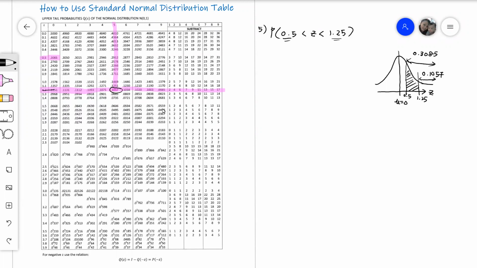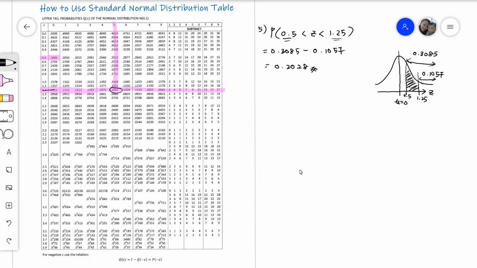Therefore, to find the area of the shaded part, we just need to take 0.3085, the bigger upper tail area, minus the smaller upper tail area, which is 0.1057. You can use the calculator and you got 0.2028. As long as it is smaller than 0.5, it makes sense, because 0.5 is the area of half of the bell curve.